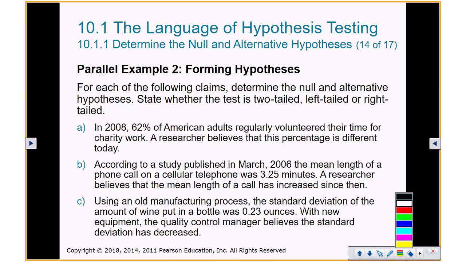This one right here would be H0: P is equal to 0.62, and H1, or HA, whatever you want to call it, is not equal to what? So what kind of tail test is this? Two-tailed test. And that's what you need to be doing on these questions.